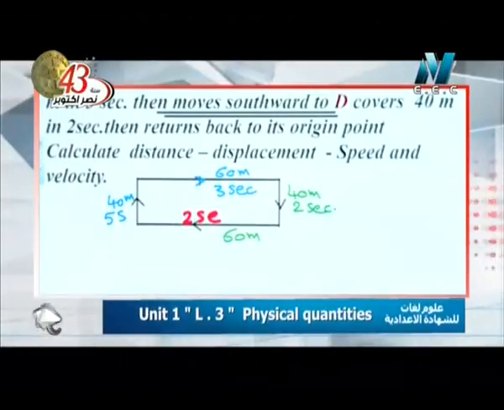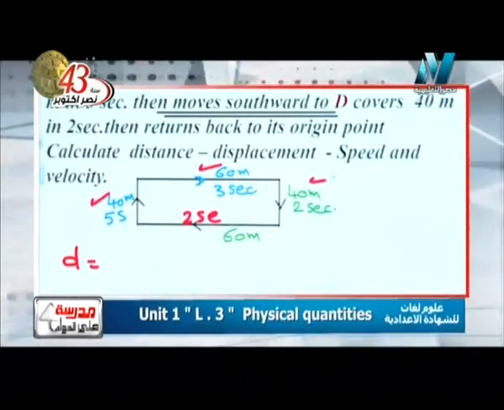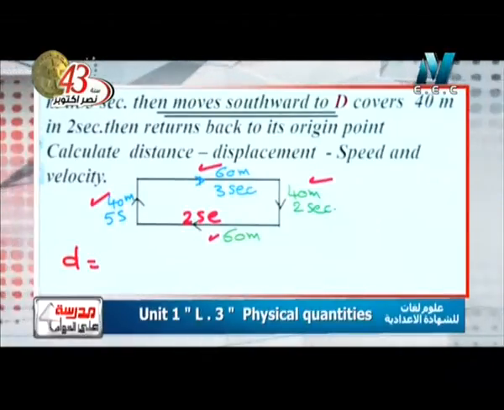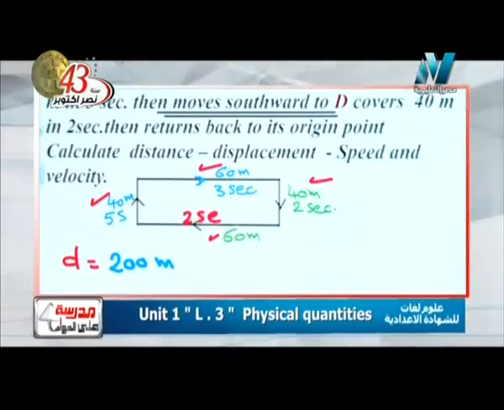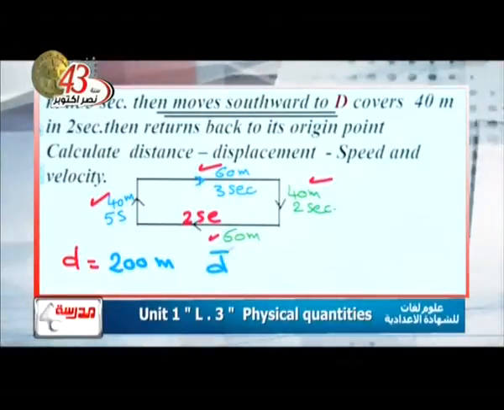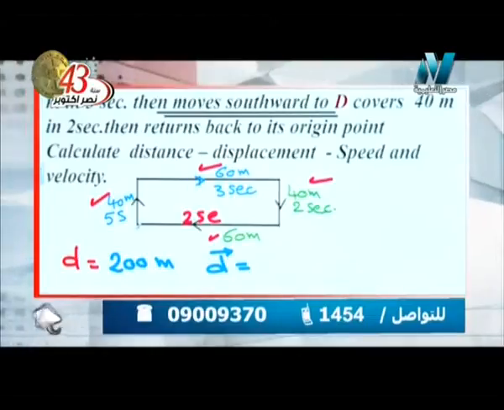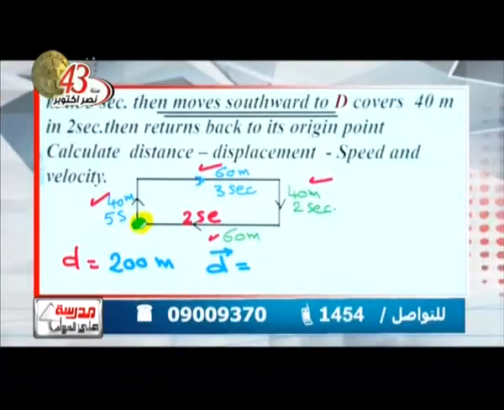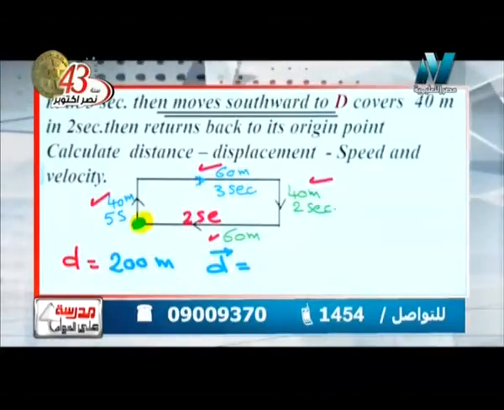We know distance equals the actual length between the two points. Distance equals 40 plus 60 plus 40 plus 60, so 200 meters: 40 and 60 equal 100, so total 200 meters. Then we need to calculate displacement. We know displacement is the shortest straight line between the starting point and the ending point. The starting point is here and the ending point is also here, so it returned to the starting point. If the body returns back to its starting point, its displacement equals 0.